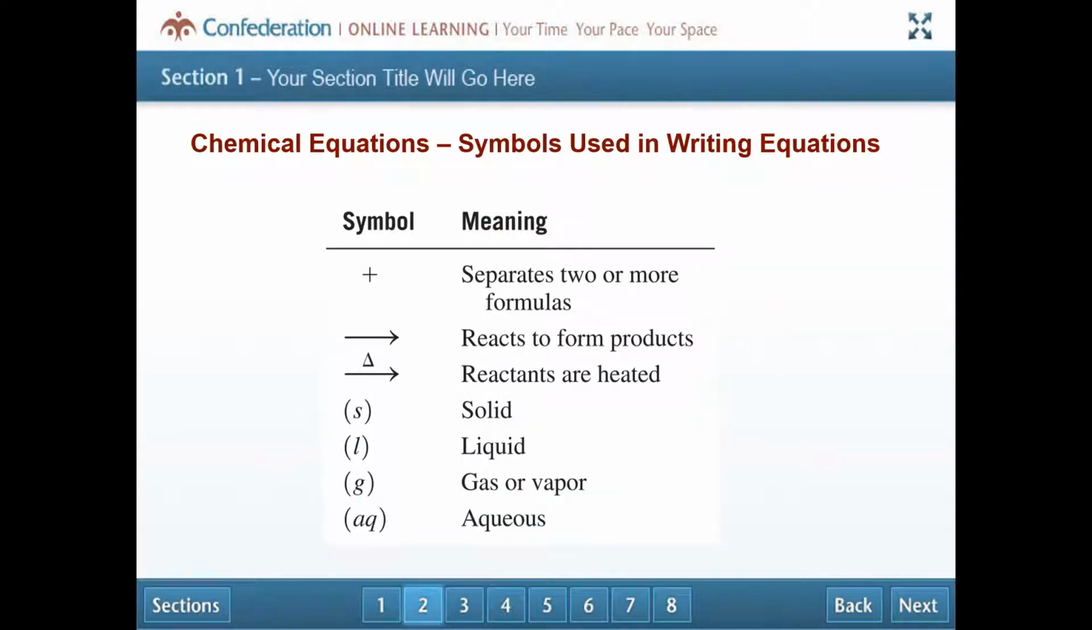So here's a summary of the symbols that you could see in a chemical reaction. We talked about the plus and the arrow. Now, if you have a liquid, you would use the symbol L. And then aqueous. If something is aqueous, that means it's in water and it's dissolved. So say I have table salt, which is NaCl. If I wrote AQ beside that, that means that salt is aqueous. It's dissolved in water. That's the state that it's in when it's in the reaction.